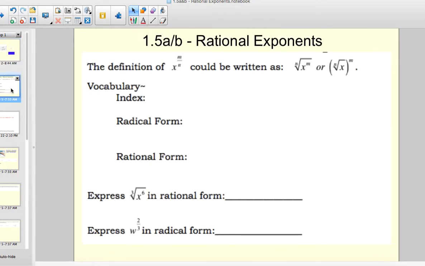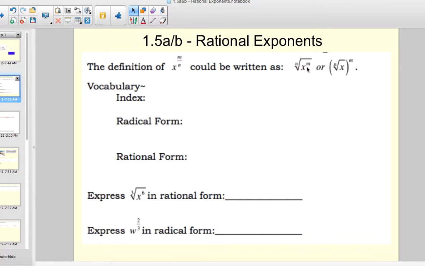Okay, so 1.5a and b are rational exponents. So again, we should be familiar with the term index. It's the number that goes inside the radical right there. Well, not underneath, but kind of inside there. This would be radical form, and rational form is this form, where we can write it as a fraction, as an exponent. So this definition, x to the m divided by n, you can rewrite that two ways. It's the nth root of x to the m, or the nth root of x, all raised to the m. It's the exact same thing. It'll always work both ways.